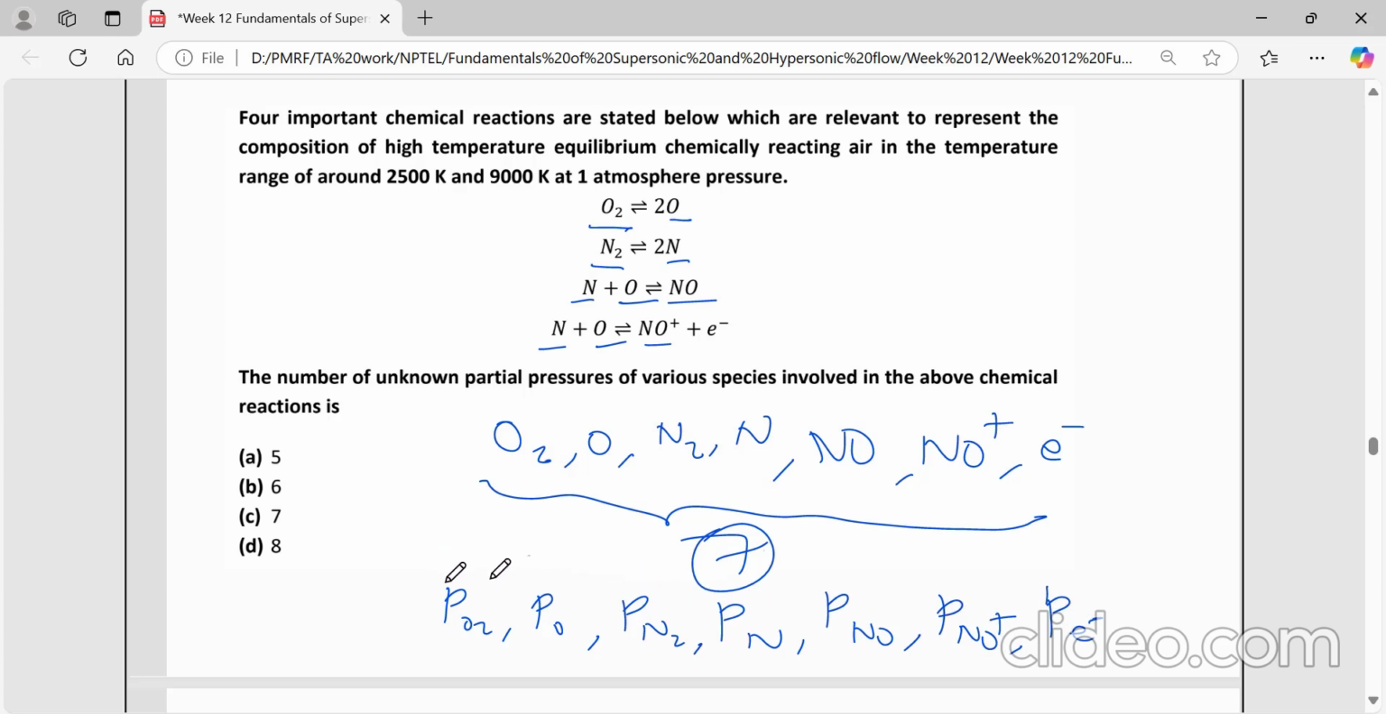For a total of 7 species there will be 7 partial pressures, and all 7 will be unknown partial pressures. So the number of unknown partial pressures of various species in the chemical reaction is how much? 7. So option C will be the answer.